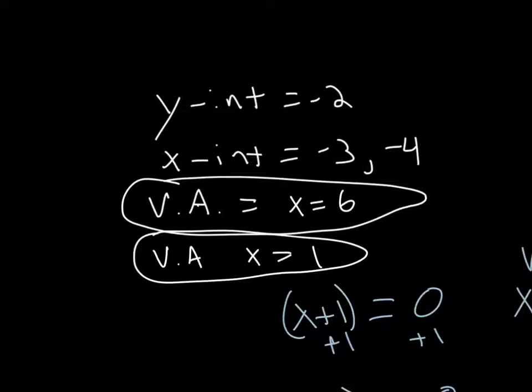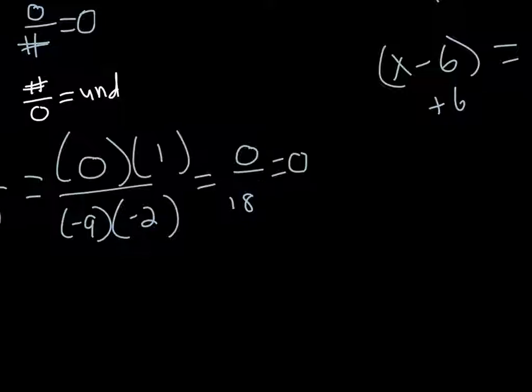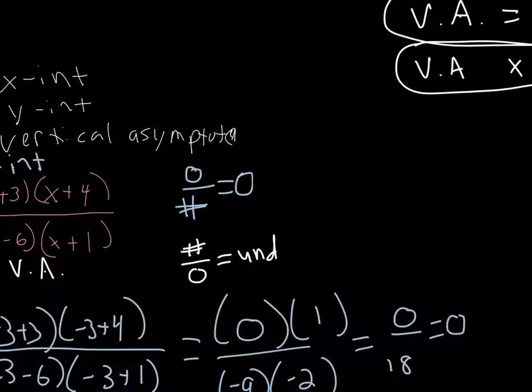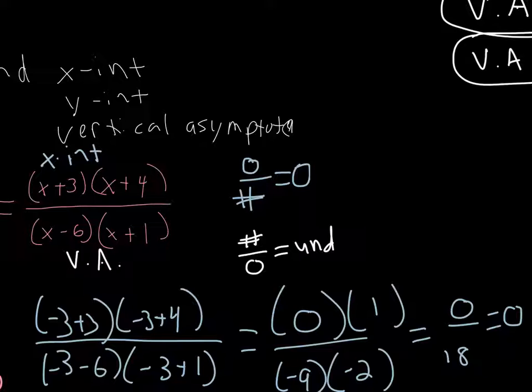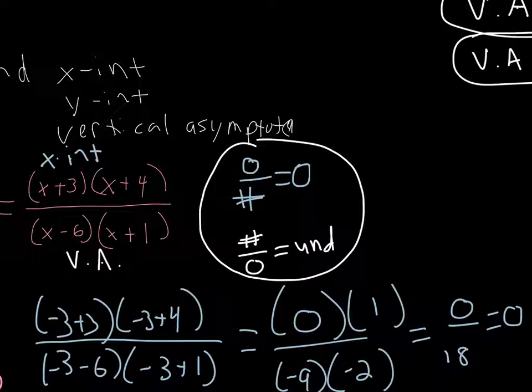So hopefully that helps finding x-intercepts, y-intercepts, and vertical asymptotes. The main thing to keep in mind is this part right here. Whenever we have a 0 in the denominator, we have a vertical asymptote. And whenever we have a 0 in the numerator, that is going to be our x-intercept.